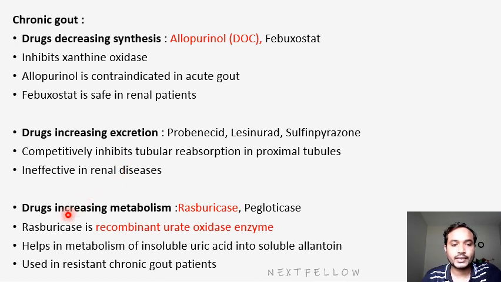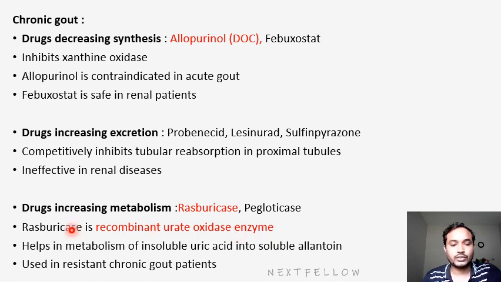Next are the drugs increasing metabolism of uric acid. In this group we have rasburicase and pegloticase. Rasburicase is a recombinant urate oxidase enzyme, a recombinantly developed molecule. Normally the human body doesn't contain urate oxidase enzyme. It is normally present in birds and the like. This urate oxidase enzyme converts insoluble uric acid to soluble allantoin. Once it becomes soluble, it gets excreted out of the body. That's how it helps in the conversion of insoluble to soluble, and why it is helpful in metabolism.